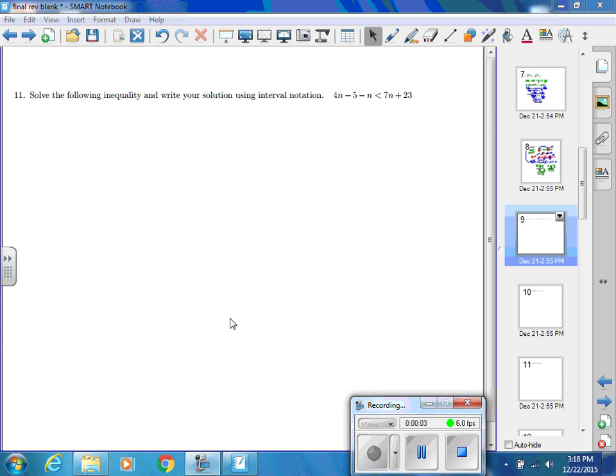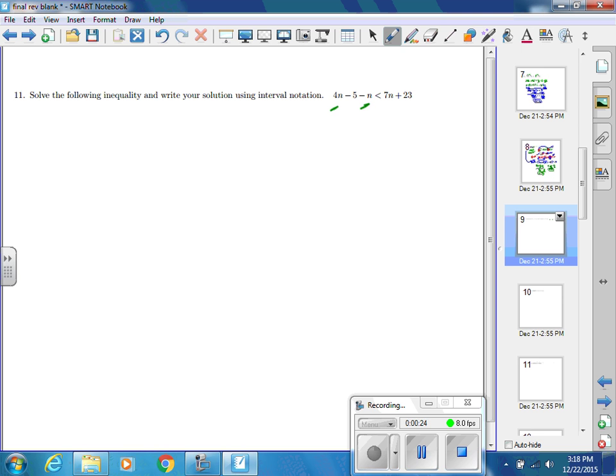Okay, let's look at number 11, which is dealing with inequalities. It's asking us to solve it and write our solution using interval notation. The first thing I notice is I have like terms on the same side, so we're going to combine. This is just solving like regular, except you have an inequality, so we have to know our rules for inequalities here. Let's go ahead and start solving.